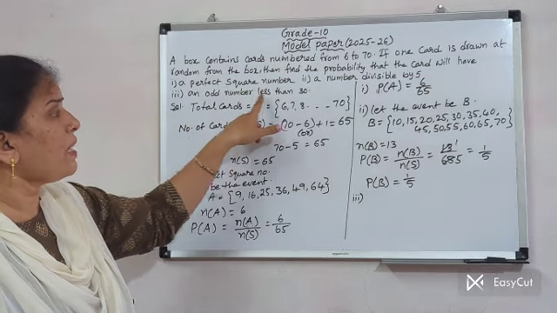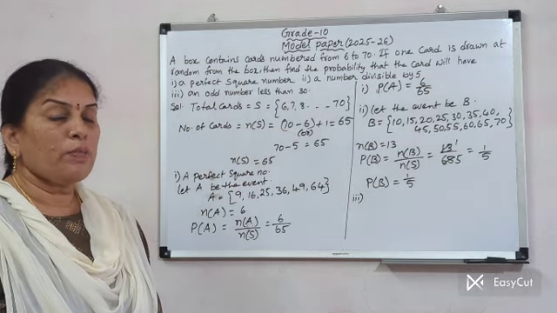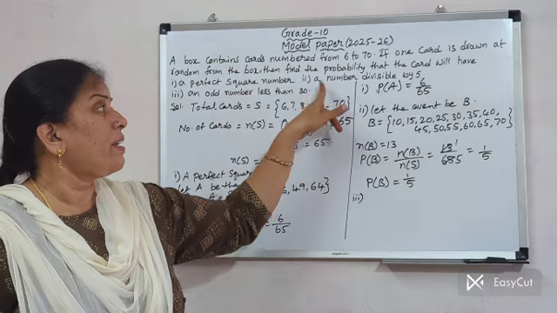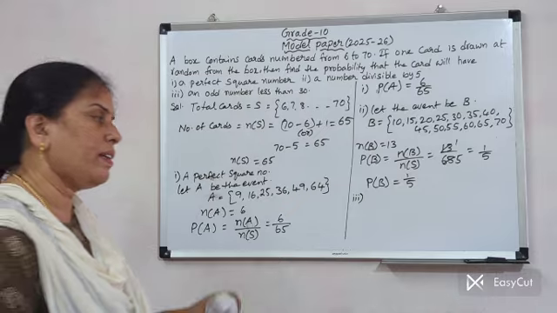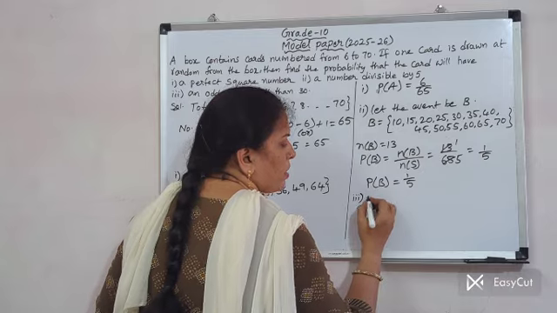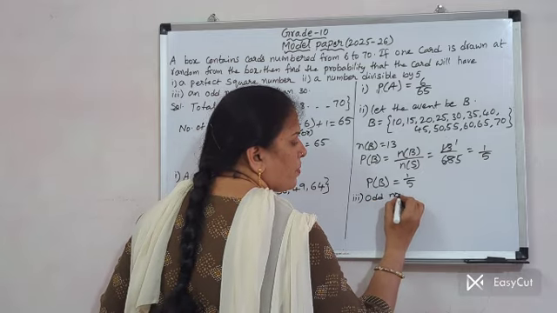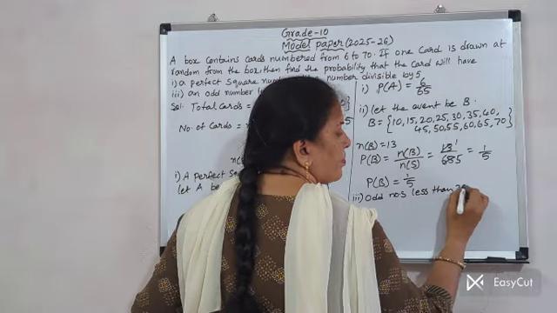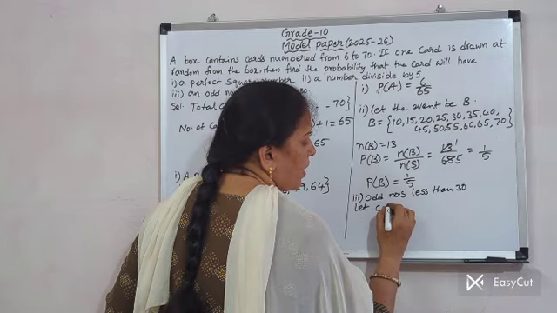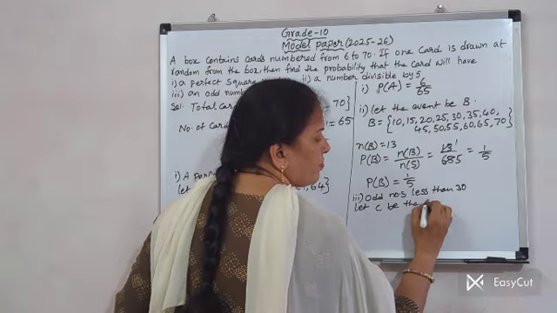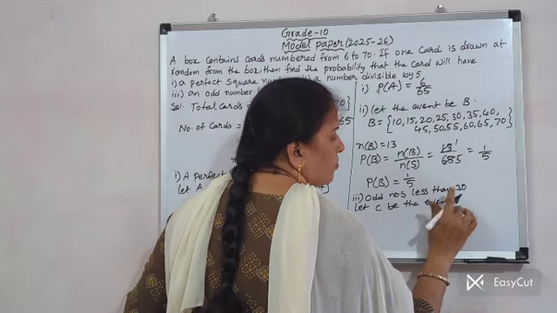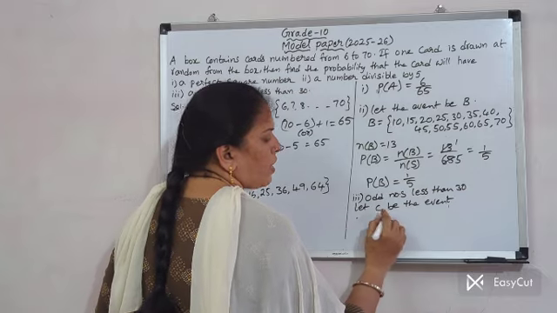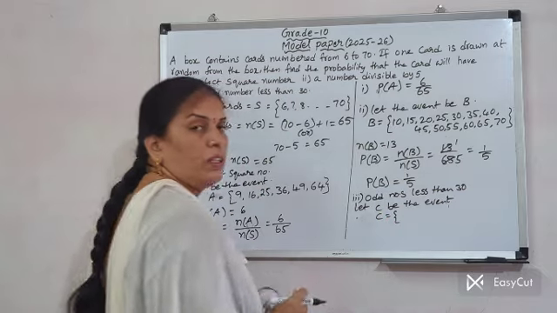An odd number less than 30. You must write the odd numbers less than 30, then write down the probability of odd numbers less than 30. Let C be the event. First we will find out C. What are the odd numbers less than 30?